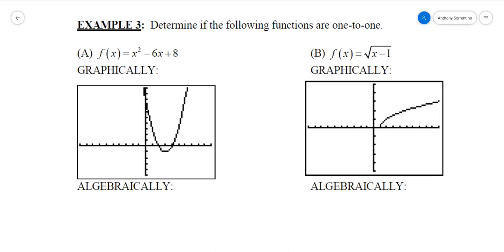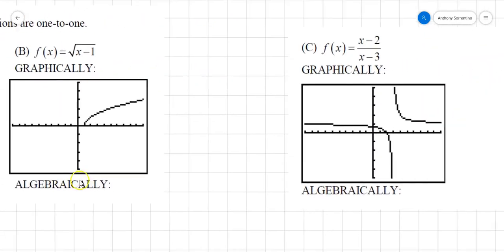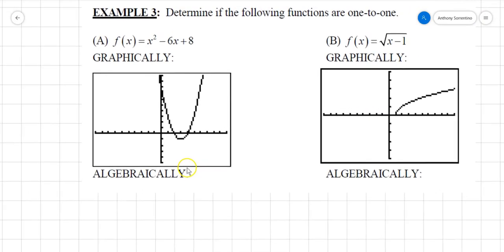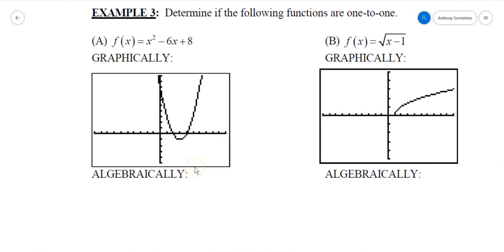So for example 3, you're given some functions. You're given both the formula and you're given a graph, and you're asked to determine if the following functions are one-to-one. So these are all functions. You're going to notice with each one of these graphs, they do pass the vertical line test. We want to be able to show graphically and algebraically that they are also one-to-one. So basically what we have to do is find a way of determining if the inverse is also a function.